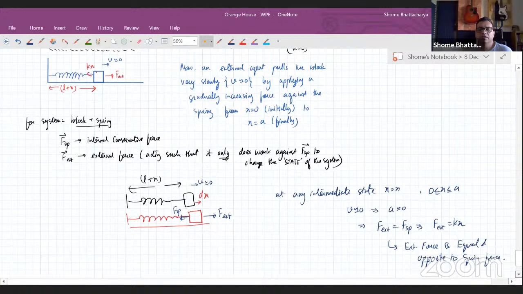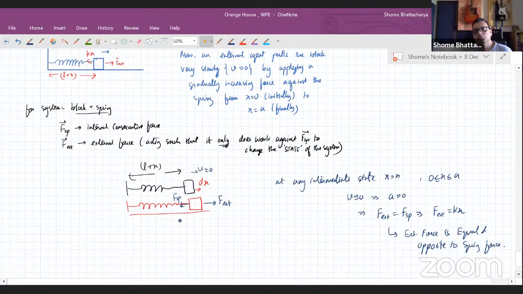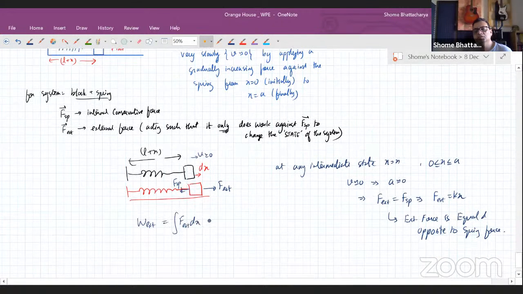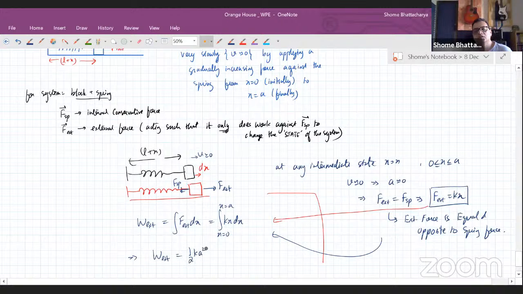Okay, so here now you can see that the work done by the external agent will be equal to F external dx. Now what is the magnitude of F external? It is this. So this term we will plug it in here now. So this becomes Kx dx from x equal to 0, which was the initial state, to x equal to a. So the work done by the external agent is equal to half Ka square.